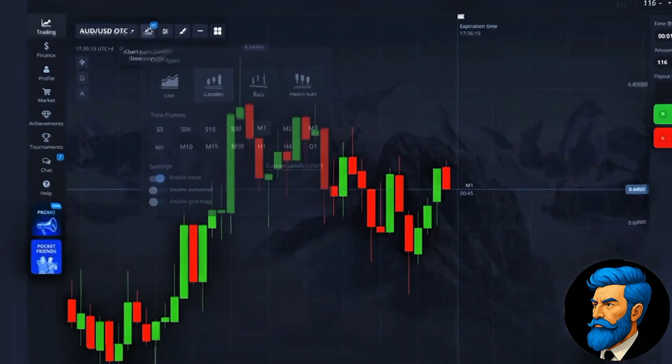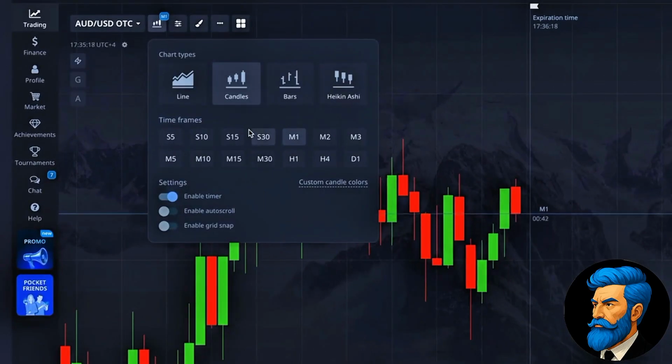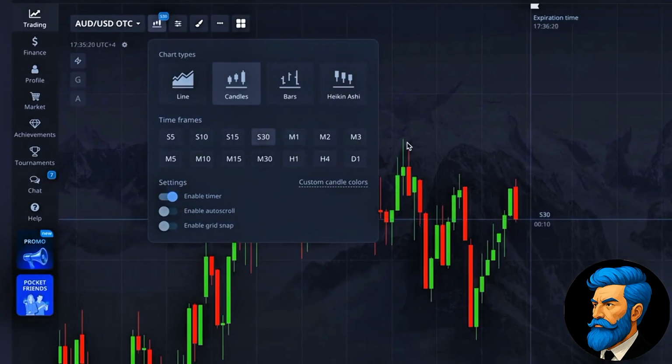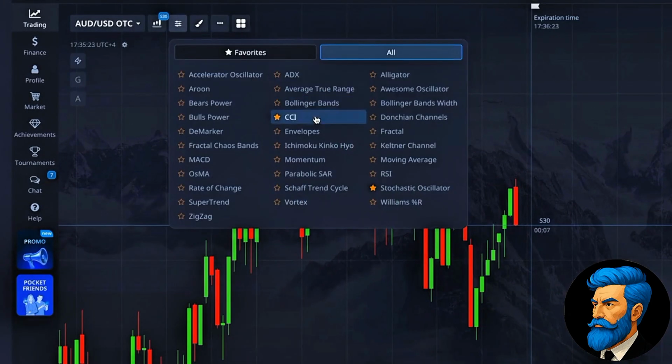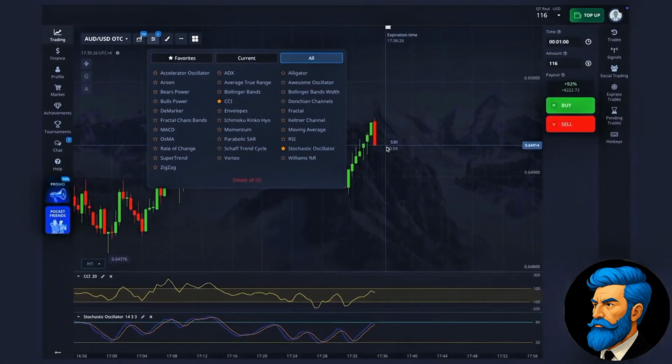So to set up, I'll start the platform for comfortable chart reading. I set the chart type to candlestick, time frame 30 seconds. The strategy is based on the CCI and stochastic indicators.